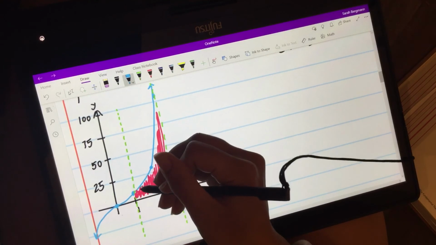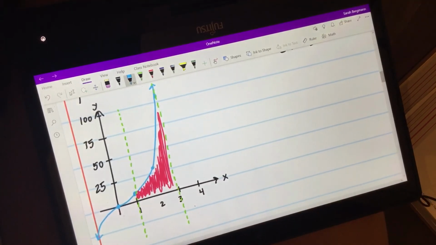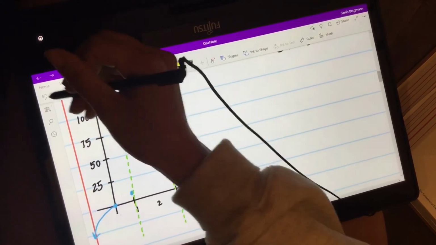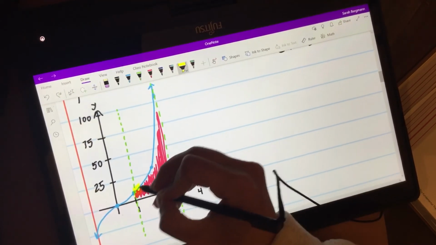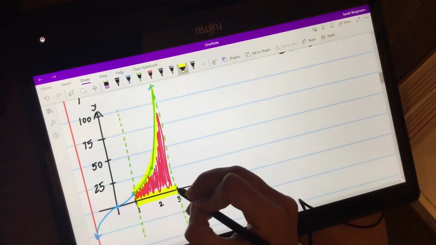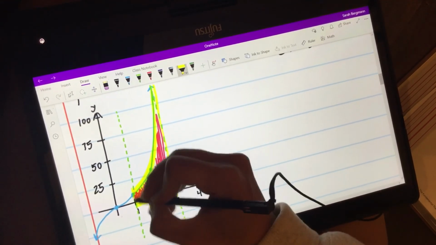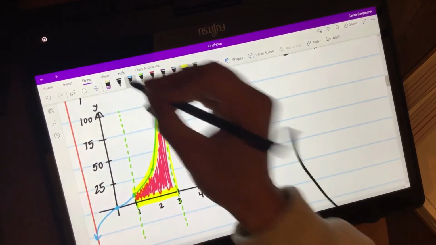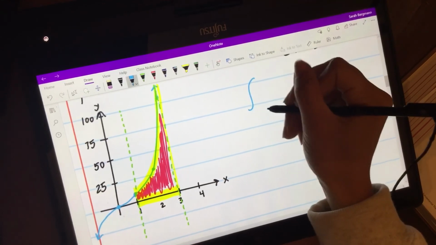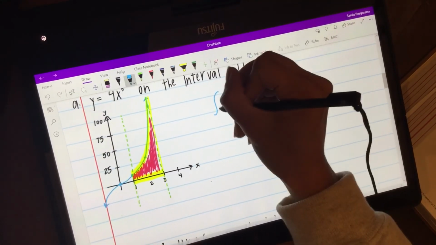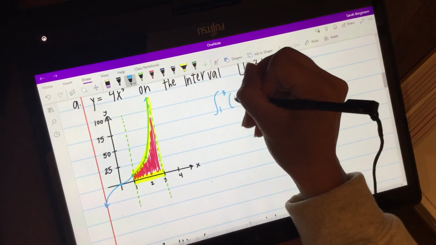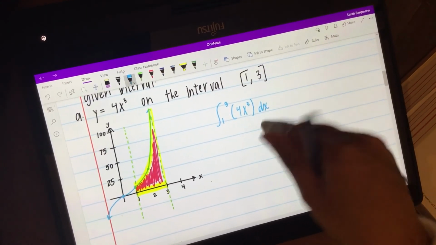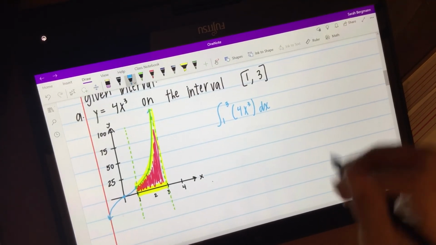That means that I am trying to find the area of this pink shaded region here because I need to go between the curve, the x-axis, and these two green lines. So that region that closes off is the pink shaded region. In order to find the area of that, I need to do the definite integral on the interval from 1 to 3 of the function 4x cubed with respect to x. So that little dx just means with respect to x.